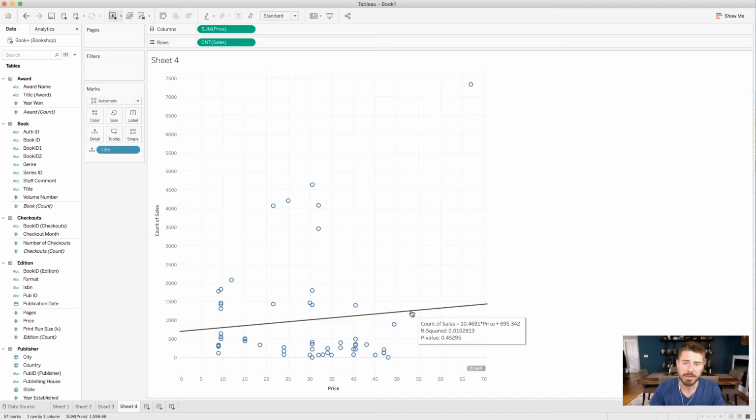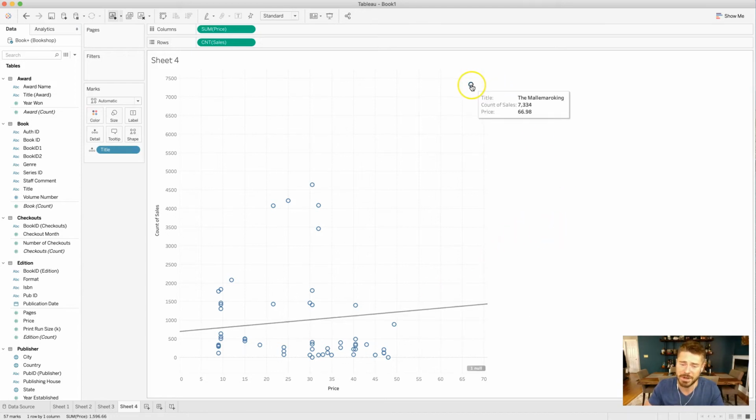Why might this be? Well, it's hard to say. So there's a couple hypotheses. One is that there's just not a relationship between price and demand in this model. It just doesn't make sense to say that price really doesn't impact the number of units we sell. And maybe that's the case in our industry. I don't know. It's hard to say. The other thing is that we might be getting pulled around by outliers.